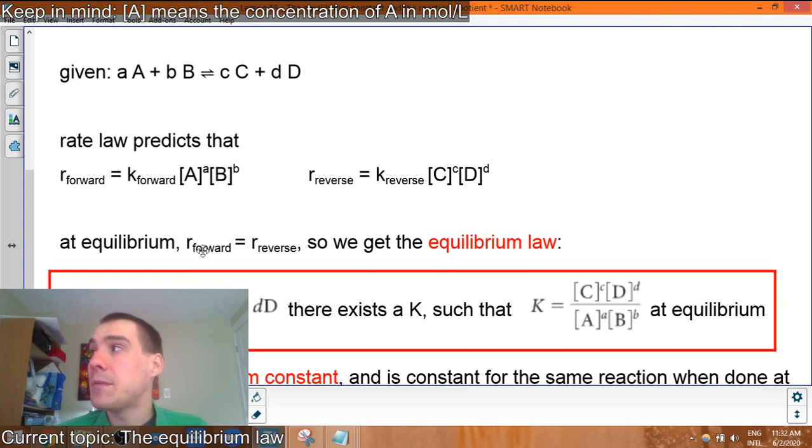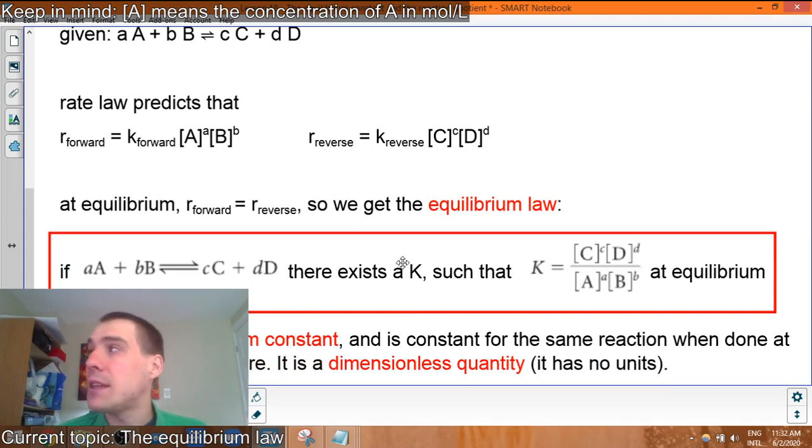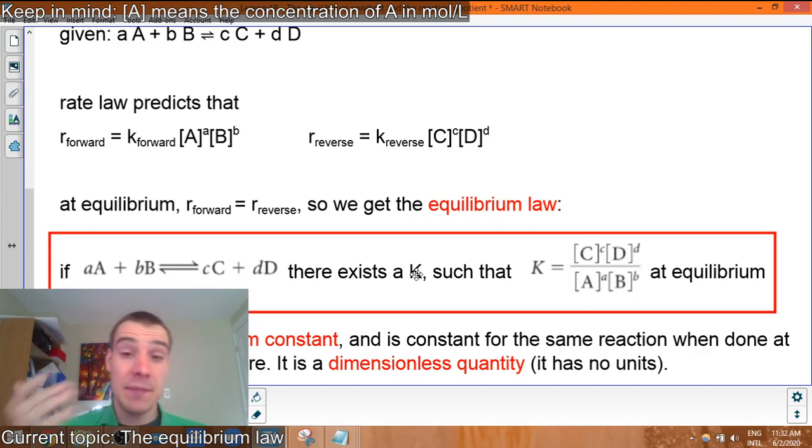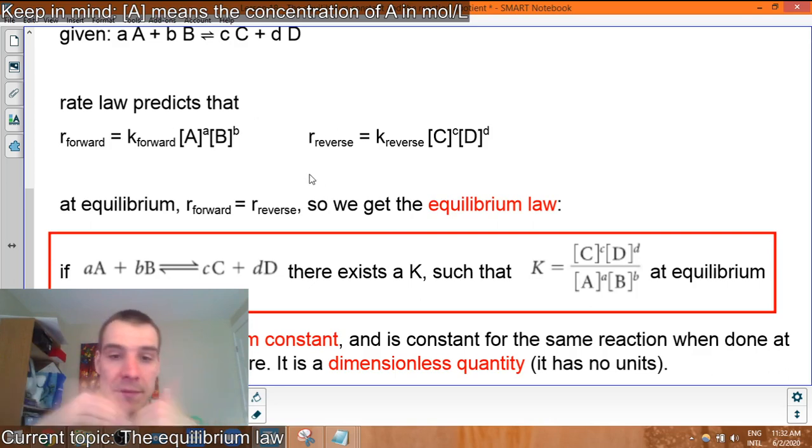At equilibrium, the forward rate is the reverse rate, and so we can get the equilibrium law. What we're doing is taking both the K's, the K forward and the K reverse, and setting the R forward and R reverse equal to each other, and making one unique K together that is explaining the position of both the forward and the reverse reaction. So it's just some substitution going on here mathematically. And this is the equilibrium law.